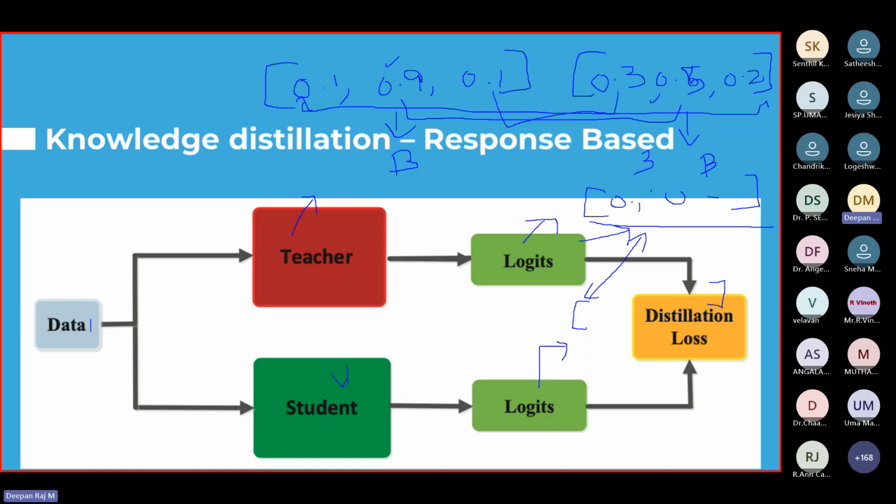So by using this logits information, I try to teach the student that these are the logits which I'm not expecting, because the teacher is giving me 0.1, 0.9, 0.1. You should try to become more like the teacher. So next time the model perceives the same data, it will try to closely match the logits which the teacher is bringing on.